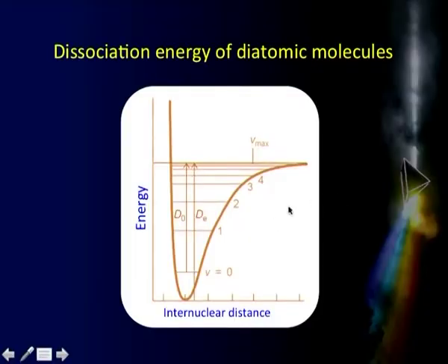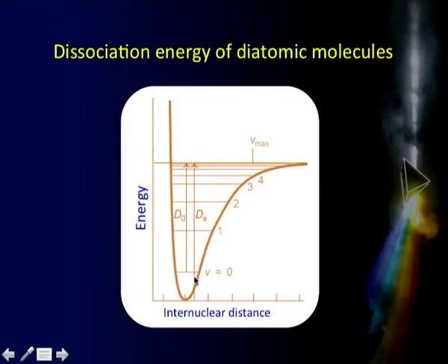Now let us look at one more concept, the dissociation energy of diatomic molecules, and how we talk about it here. This is my typical Morse potential curve there. Now we know that most of the molecules will be in the V equal to 0 state. This is the zero point energy there, and if I give energy, the molecule gets excited to V equal to 1, 2 and so on and so forth. So this is the limiting value here, called V max here.